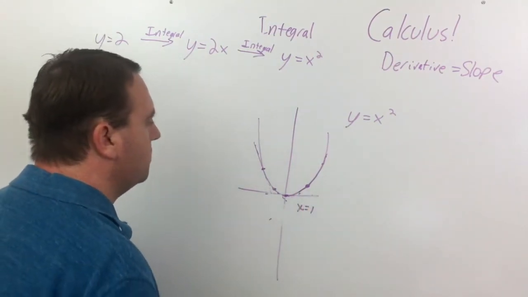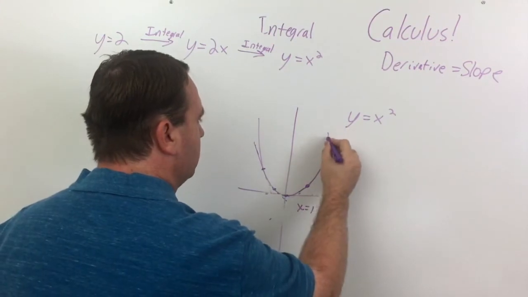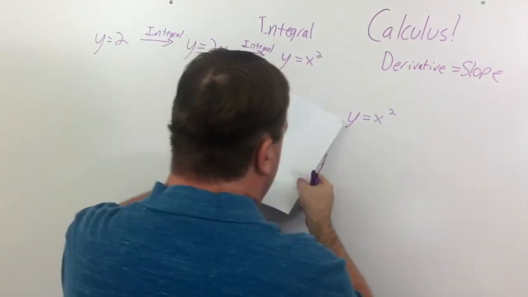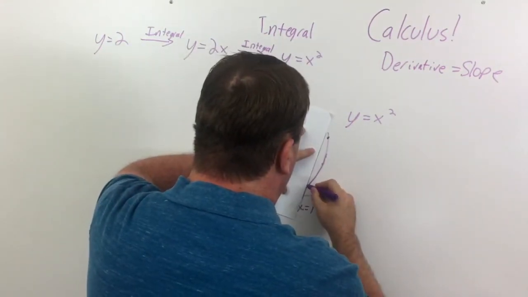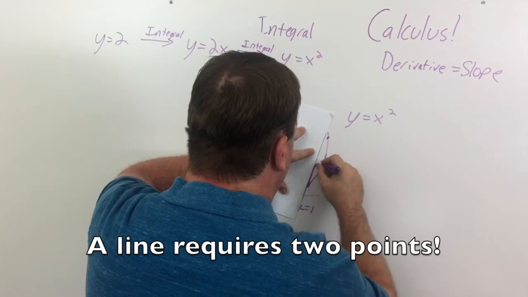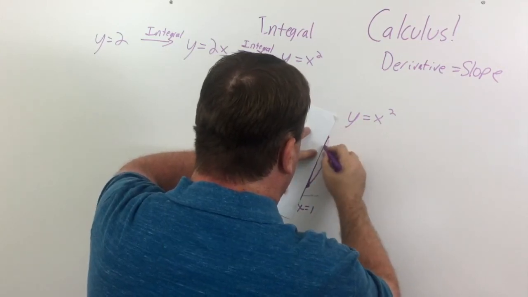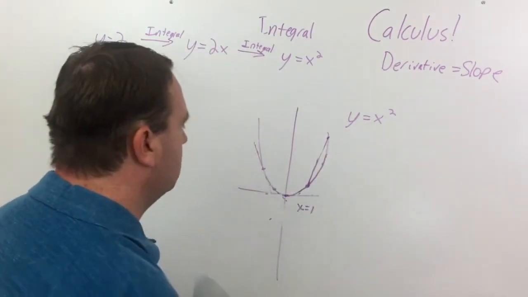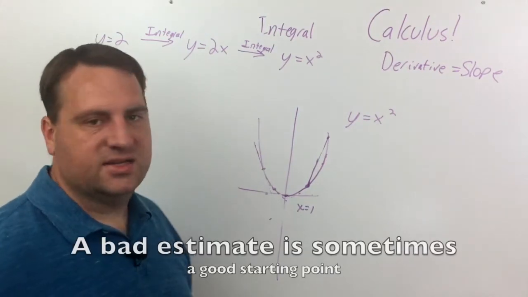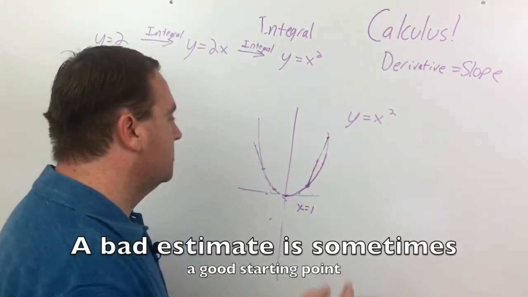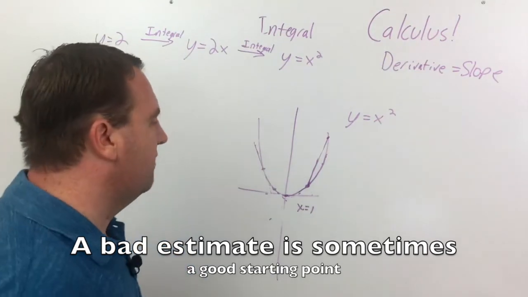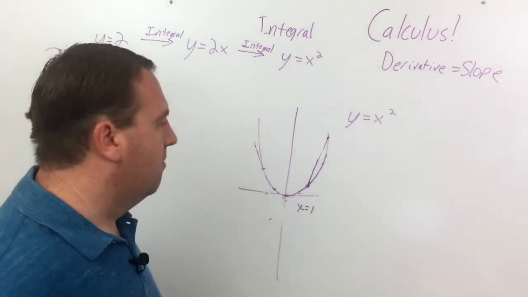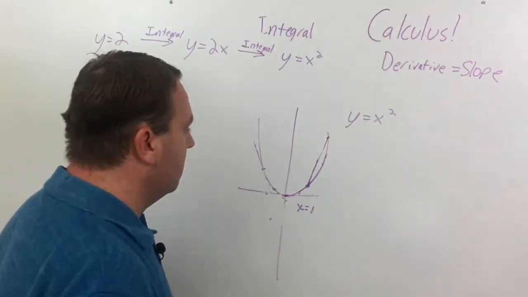Well, what you can do is imagine we have 2 points on the graph, and we just draw a line from those 2 points. Well, that's an estimate of the slope. It's a bad estimate because those 2 points are so far away, but it's an estimate of the slope. How can we improve the estimate? Well, we can improve the estimate by moving the points closer together on the graph.